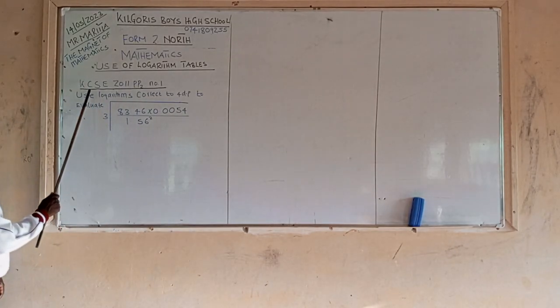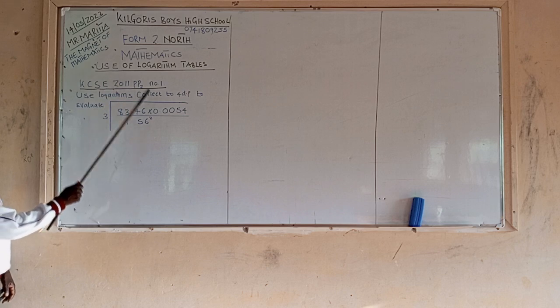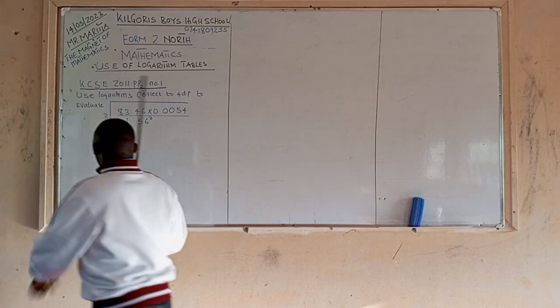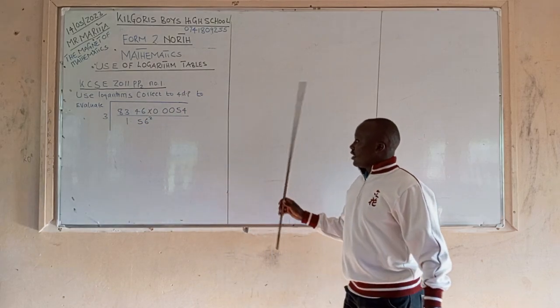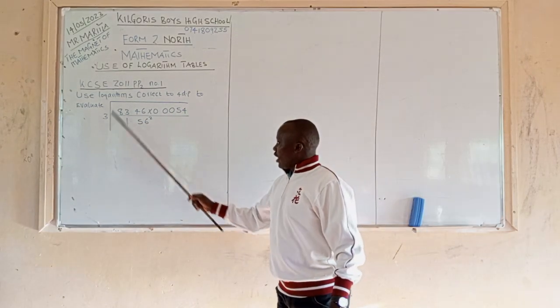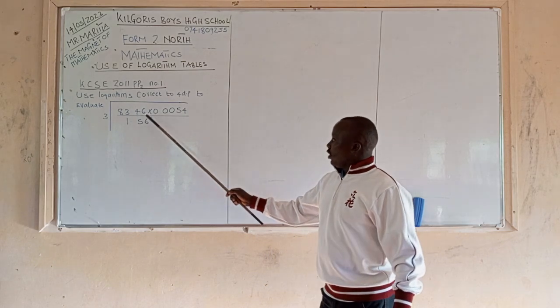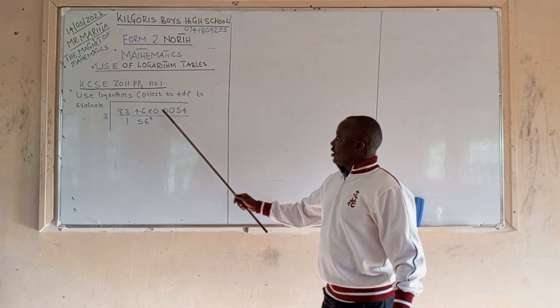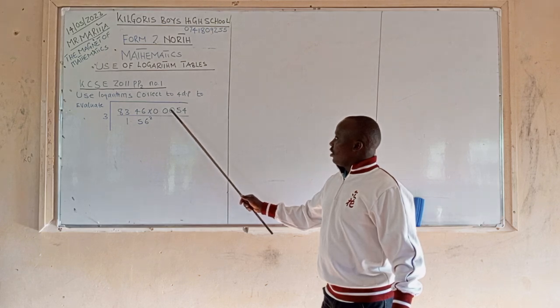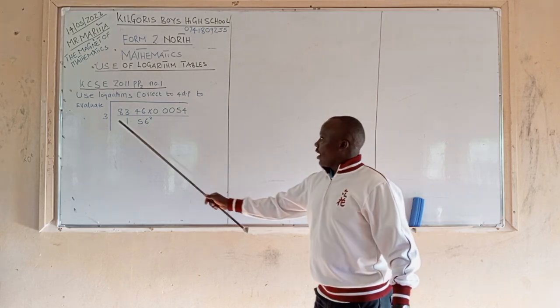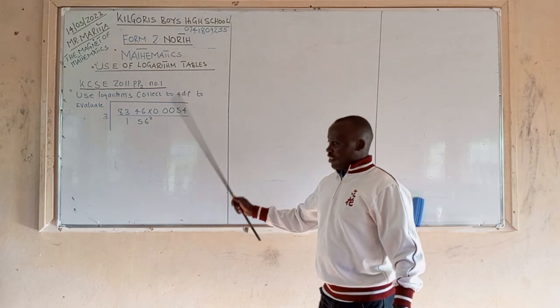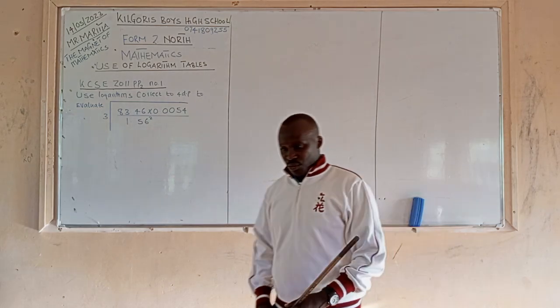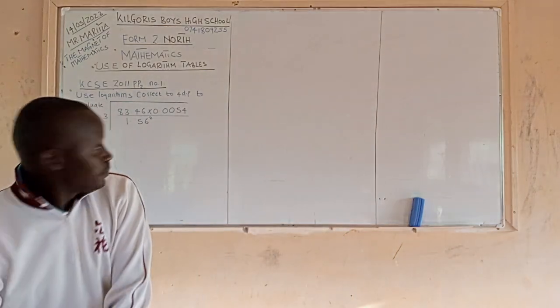Today we are looking at the use of logarithm tables. We have a question from KCSE 2011 Paper 2, number 1. The question reads: use logarithms correct to four decimal places to evaluate the cube root of 83.46 times 0.0054, divided by 1.56 raised to 2. So we can start this one.